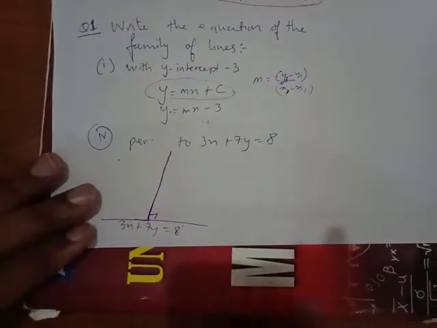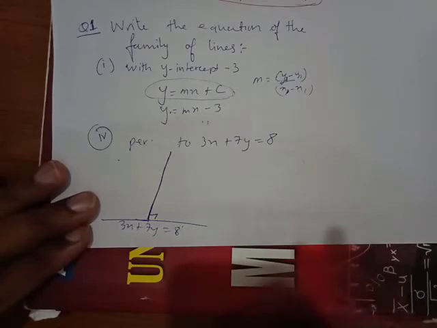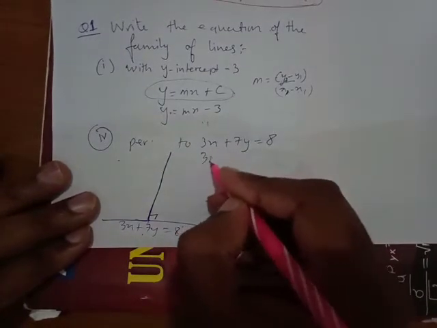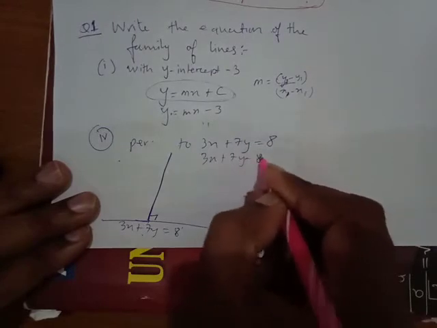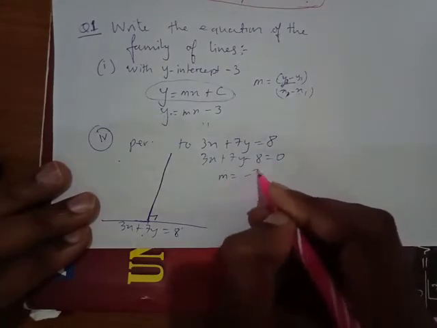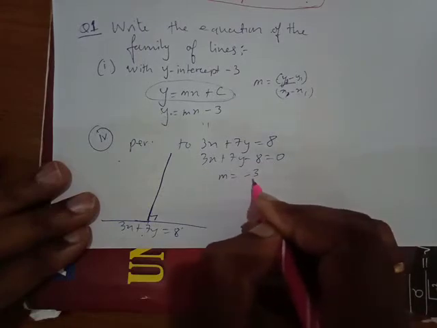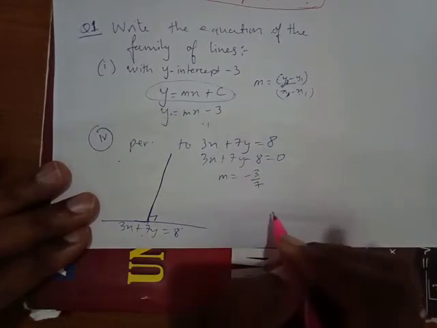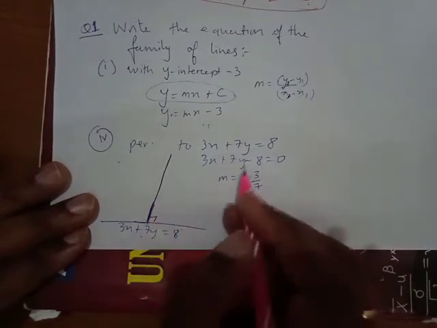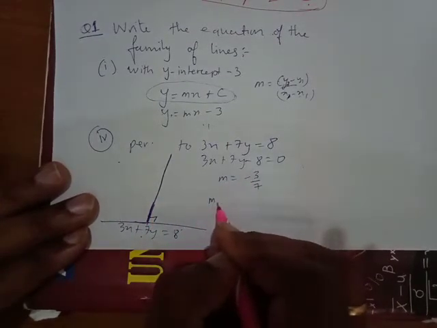Now you might be thinking how to find the equation of this line. You know what m is for this. If I shift everything to one side, 7y minus 8 equals 0. What is the slope for this? The slope for this is -3/7, right? Now the slope of the perpendicular line that I find will be the reciprocal of this.